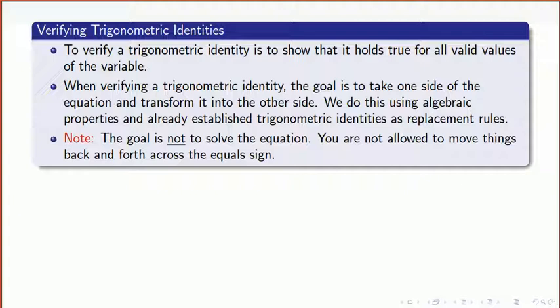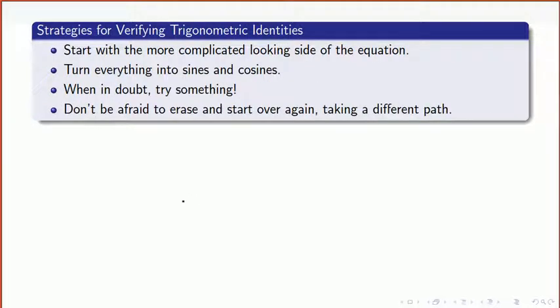I make the other note here that you're not allowed to move things back and forth across the equal sign when verifying a trigonometric identity. Once it's verified, you can do that. But prior to it being verified, we can't assume that the left-hand side is equal to the right-hand side. That's what we're trying to show is actually true. And so, with those things in mind, we have some strategies for verifying trigonometric identities.